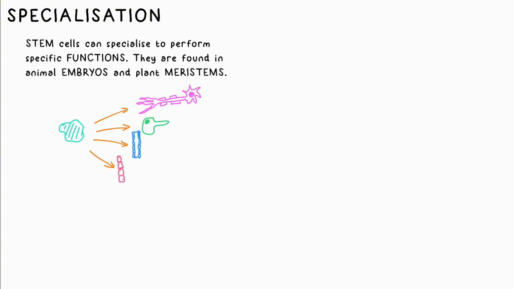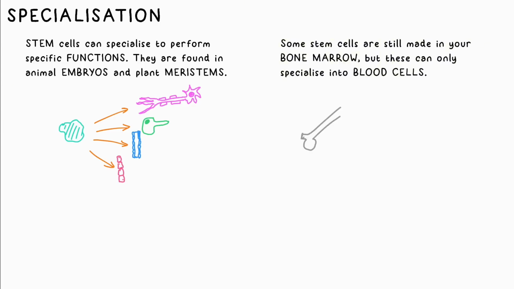For example, nerve, muscle, root hair, xylem, phloem cells. Stem cells are those that haven't yet specialized. They're found in human and animal embryos and the meristem of plants. That's the top of the shoot. Stem cells are made in your bone marrow throughout your life as well, but these ones can only specialize into blood cells. We can use stem cells to combat conditions like diabetes and paralysis.